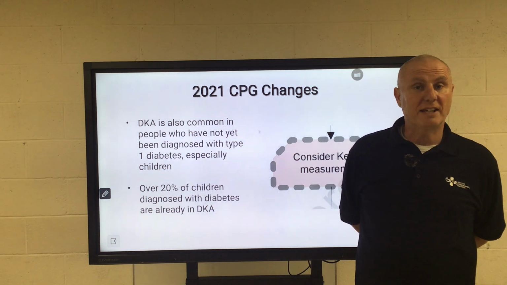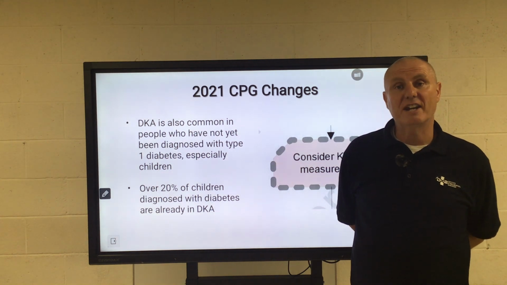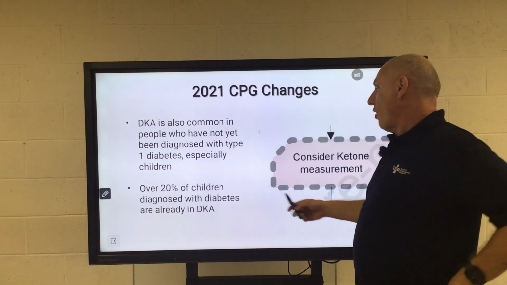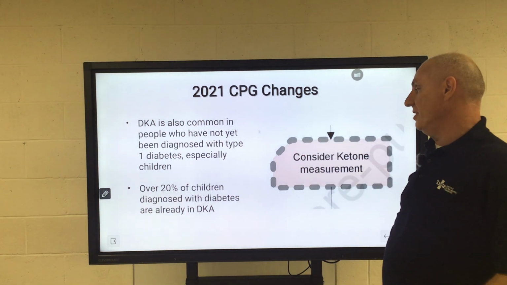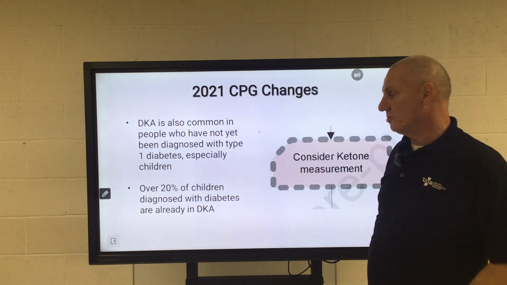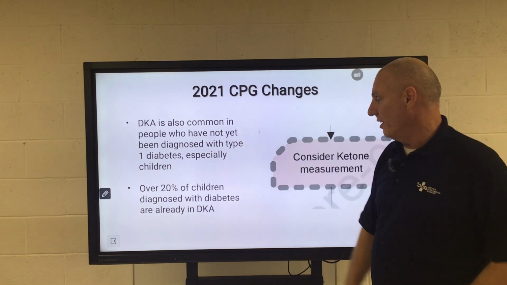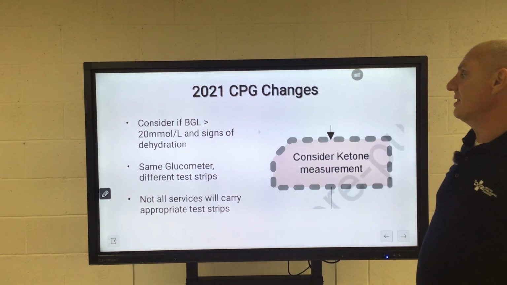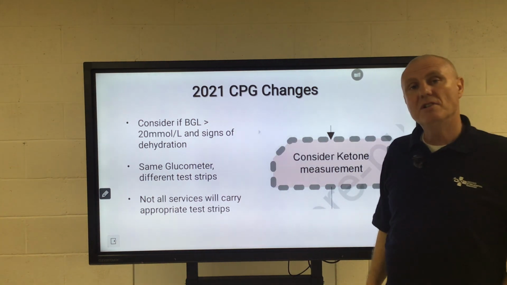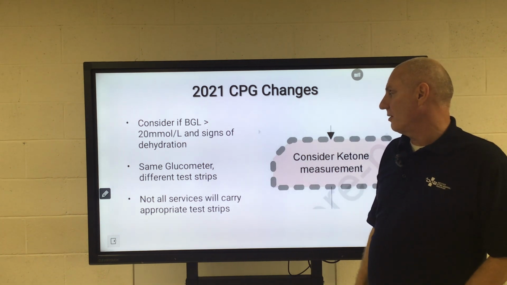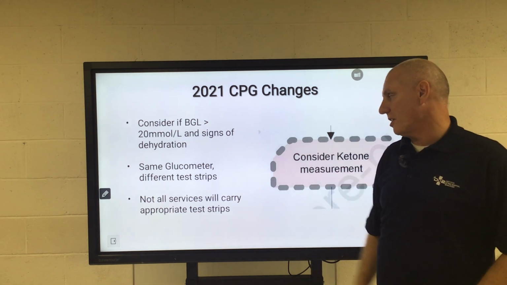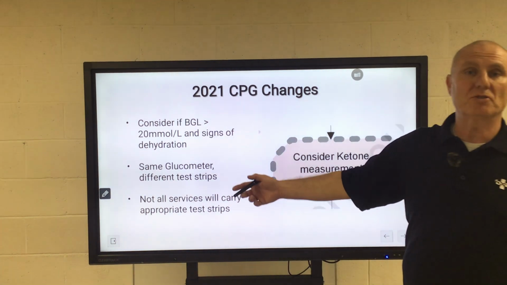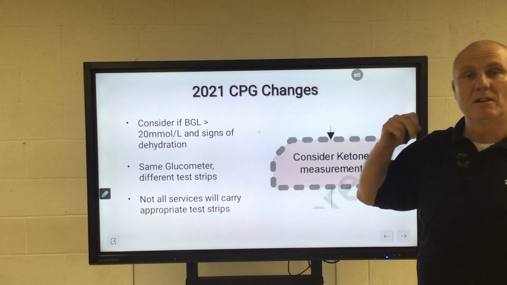They don't have fuel. They can eat all they want, but the fuel is not getting into the cells, so they're going to start to lose weight as the body metabolizes fat stores. Over 20% of children diagnosed with diabetes are already in diabetic ketoacidosis. So on their first presentation, 1 in 5 of them will already be in DKA, which is pretty bad. If blood glucose levels are over 20 and they have signs of dehydration, check ketones, using the same glucometer, just different strips. We need to be mindful. Not all services will carry appropriate strips. You may not be able to measure ketones, but if you have a glucometer that does ketones as well, we can measure both.